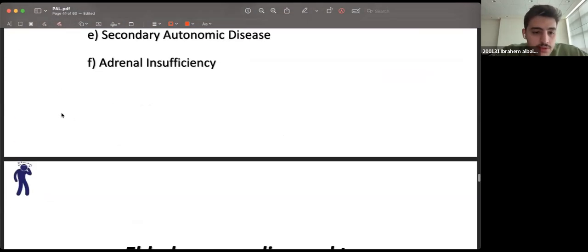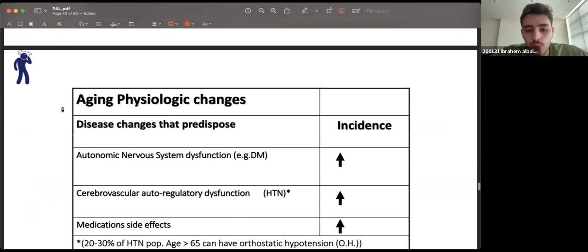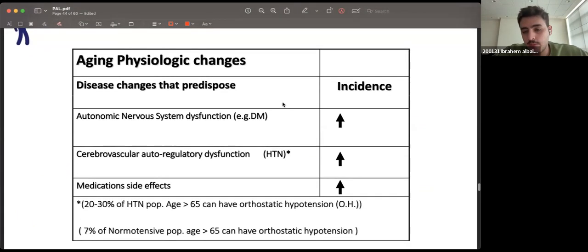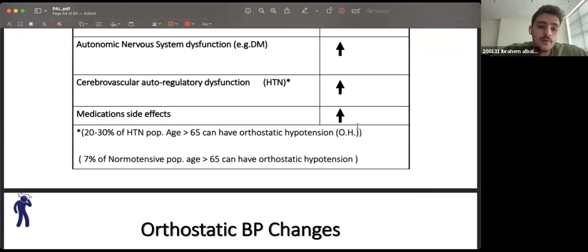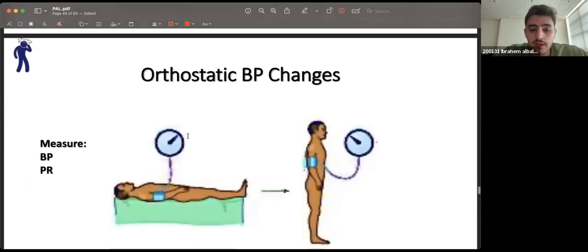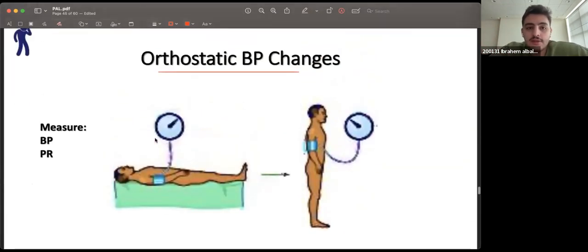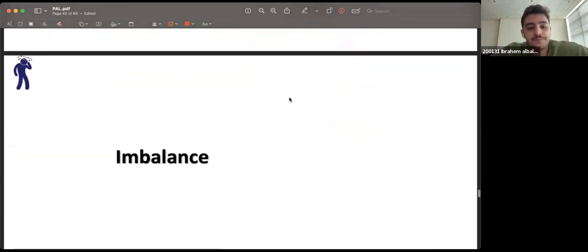So where did we stop? So we said that the elderly are more prone to autonomic dysfunction, and hence they are more likely to suffer from orthostatic hypotension or from lightheadedness. So orthostatic blood pressure changes basically means you don't have autonomic regulation. As you change position from lying down to standing, your blood pressure changes accordingly, which shouldn't be the case. Your blood pressure should be constant. But when you have autonomic dysfunction, that's what you get.